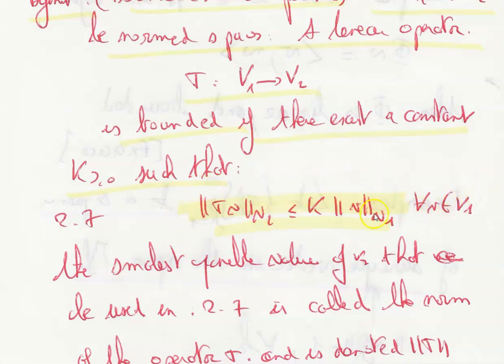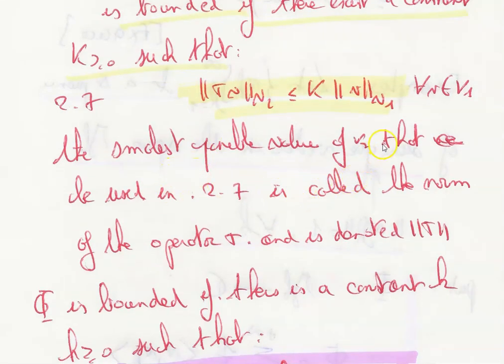Okay, so the indices are very important. It's very important to understand that T is a linear operator that takes a vector in the vector space V1 and gives another vector, because T of a vector in V1 gives a vector in V2. This is important to understand the mathematical object that you are dealing with. So the smallest possible value of k is called the norm of the operator, and is denoted the norm of T. Okay, so the norm of an operator is the minimum value of k.